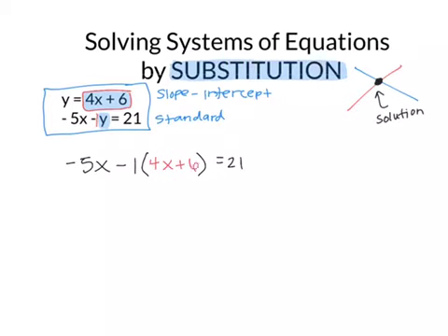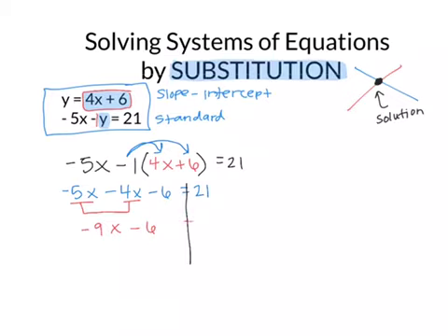So now we've made it to the part where we can solve. We have negative 5x. This negative 1 needs to distribute to both terms in the parentheses. Negative 1 times 4x is negative 4x. Negative 1 times positive 6 is negative 6. And all of that still equals 21. Here's our equation. I'm going to look at the left side and combine any like terms that I can. Negative 5x and negative 4x can combine. If I combine negative 5 and negative 4, I get negative 9x. Subtract 6 equals 21.